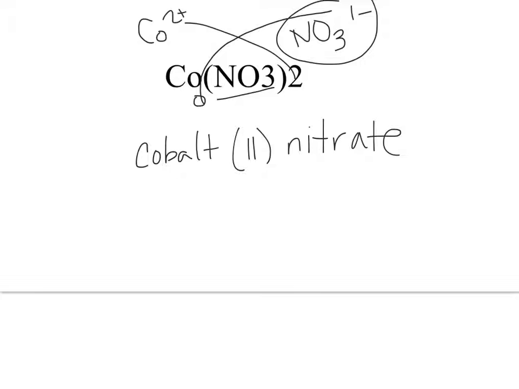Okay, the other thing you need to be aware of, that Roman numeral 2, the only thing that Roman numeral 2 means is that the charge of cobalt is 2+. It doesn't mean there's 2 cobalt. It doesn't even mean there are 2 nitrates, even though in this case it does. The only thing that 2 represents is the positive oxidation state of the metal. Cobalt 2 nitrate.